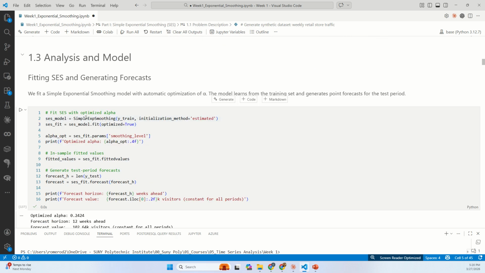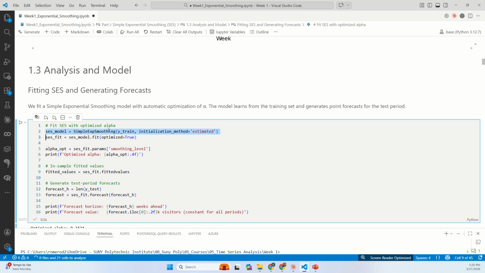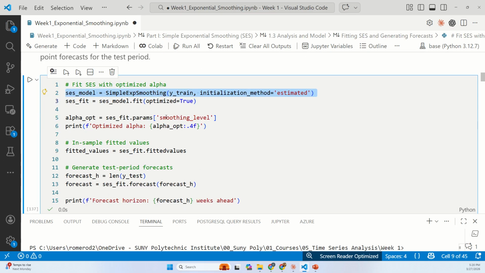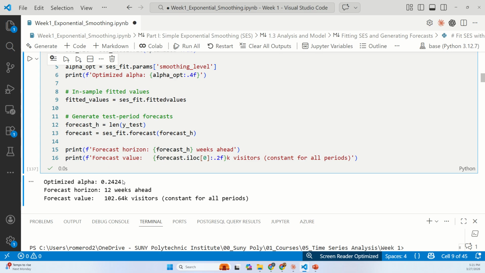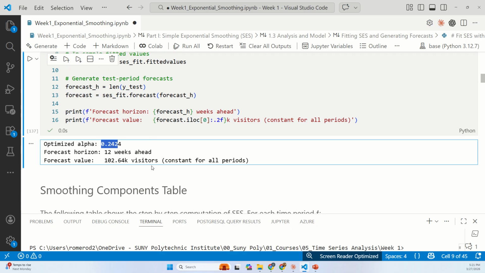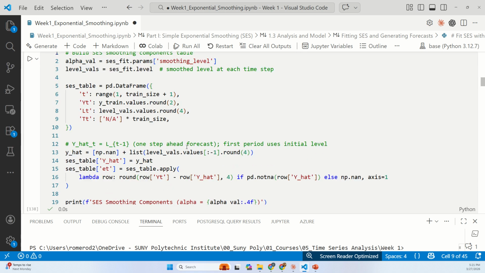Okay, so we apply the simple exponential smoothing. You see here, this one, the simple exponential smoothing, right? We provide the data, this one, the white train here, right? And it will compute alpha. It will find the optimal value of alpha. So it says that is 0.24. So here you have the equation, same equation that we just presented in the slides. This is just for your reference.